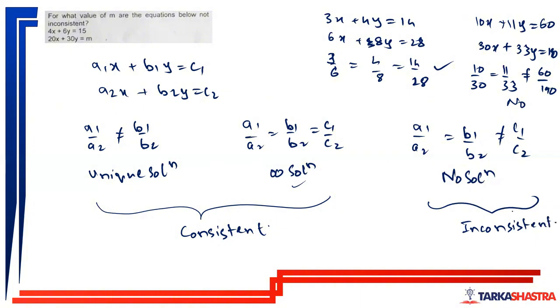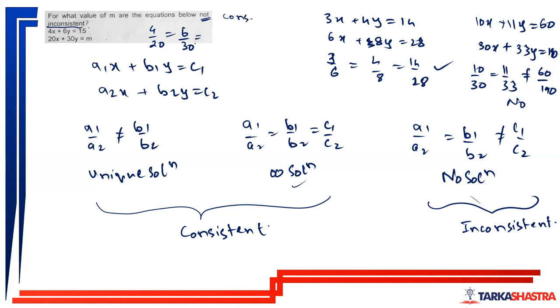Okay? So what is asked? For what value of m are the equations below not inconsistent? The equation should not be inconsistent. Okay? So now what we have is 4/20, which is equal to 6/30 as well. For it to be consistent, not inconsistent, right? Not inconsistent means they want it to be consistent, right?